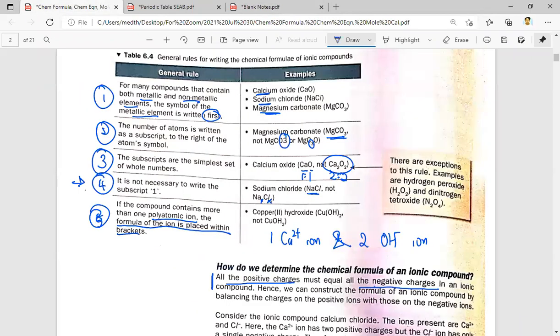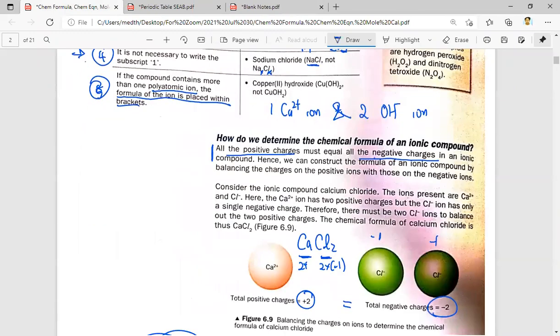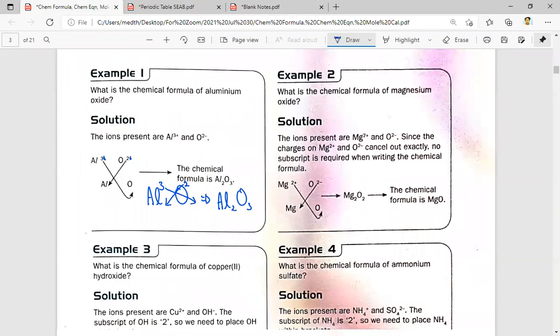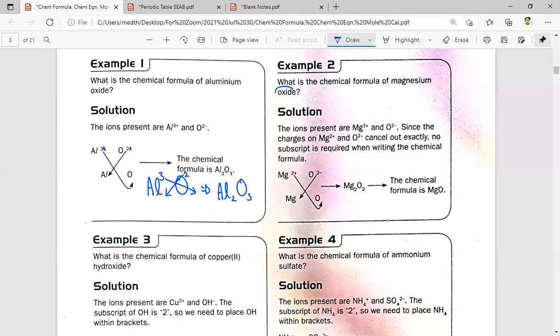Okay, going back to this, let's look at the next example. What's the chemical formula for magnesium oxide? Magnesium oxide is made out of magnesium and oxygen.